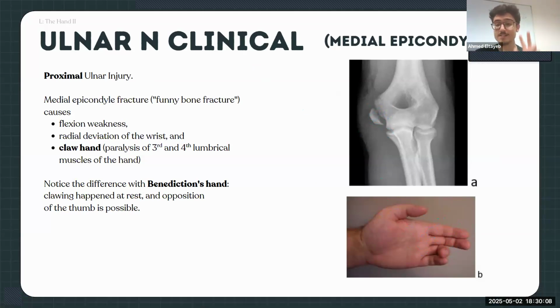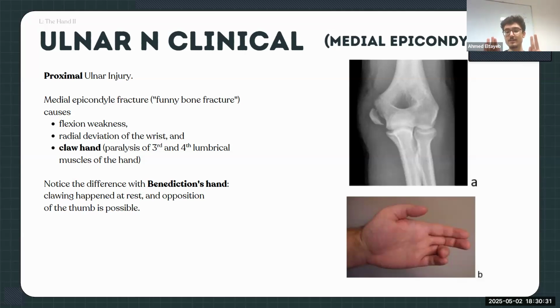Because claw hand is at rest, by the way. Like you remember benediction hand, they can do this, but when you tell them to do a fist, they can't. They will do this. While a person presenting with an ulnar problem at rest, they're like this. You don't even tell them to do a fist. They're like this. So this is median at rest. This is ulnar at rest.